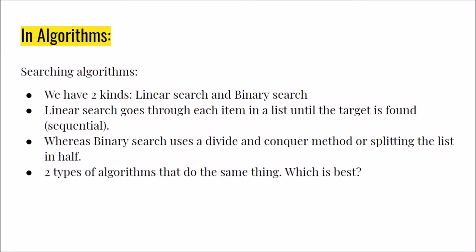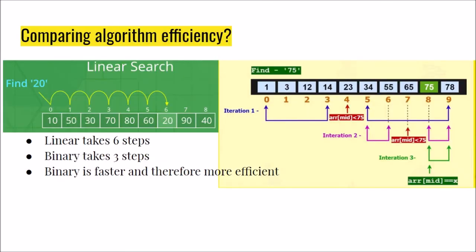So these are two types of algorithms that do exactly the same thing, but which is best? Let's see. If we compare these two algorithms using the diagrams below, we can see that in the linear search on the left, we're trying to find the target 20, which is in item location 6, and this takes 6 steps. So it's in item location 6, so we go through sequentially and we find it after 6 steps.